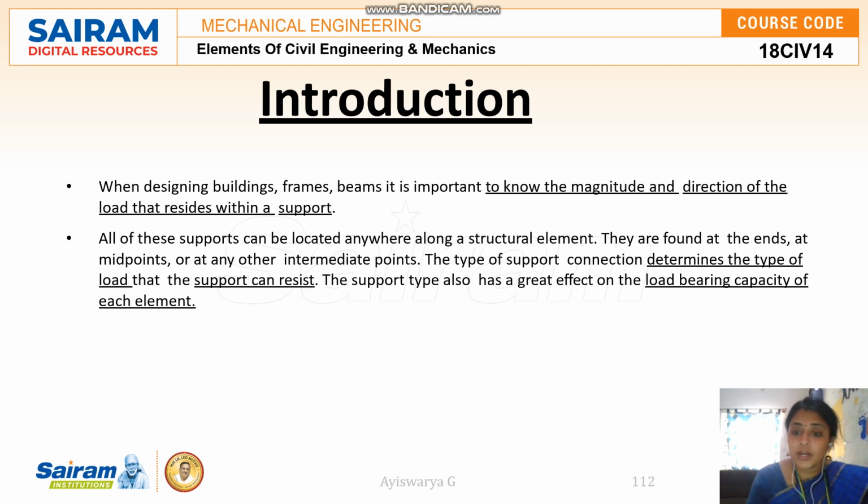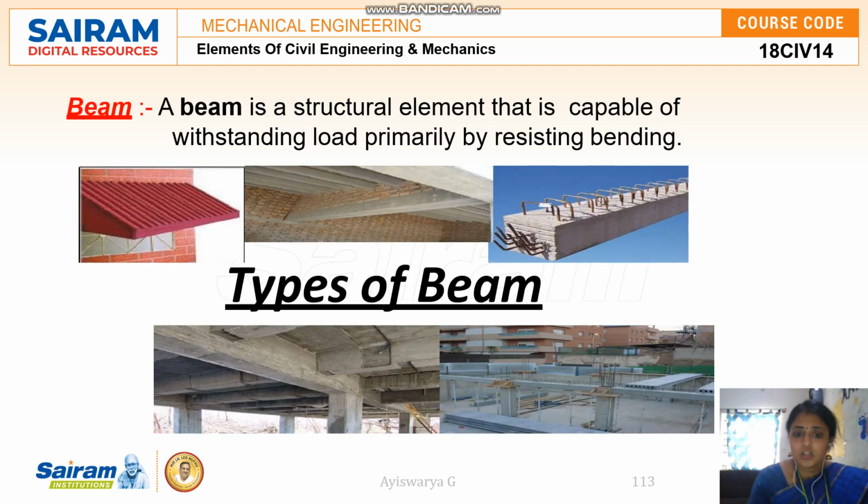The type of support connection determines the type of load, and there are different types of support, different types of beams, and different types of loads that can restrict. The support type also has a great effect on the load bearing capacity. See, it influences the load bearing capacity, for example, how much ever load comes, it is able to tolerate, right?